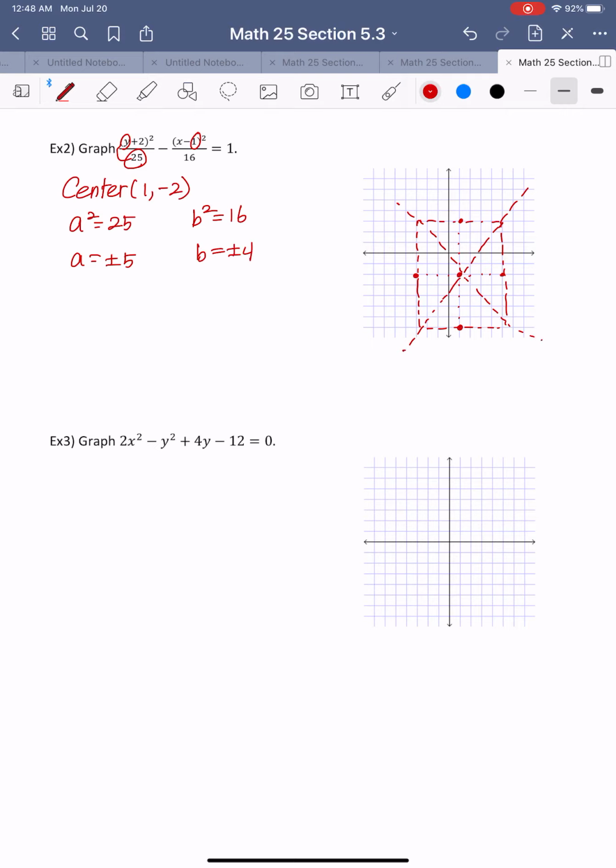And this time the center is right here, right? So these are the vertices, okay? Vertex 2. And then you have your ellipse right here.